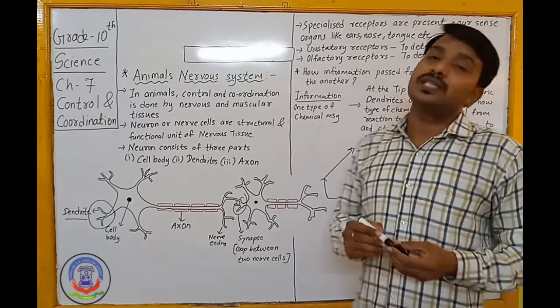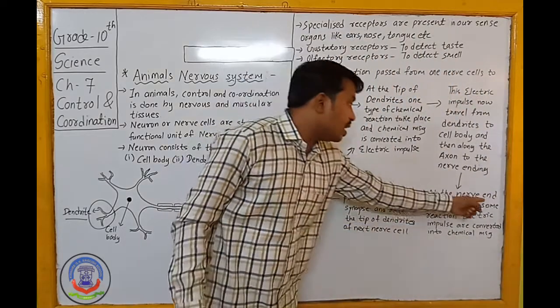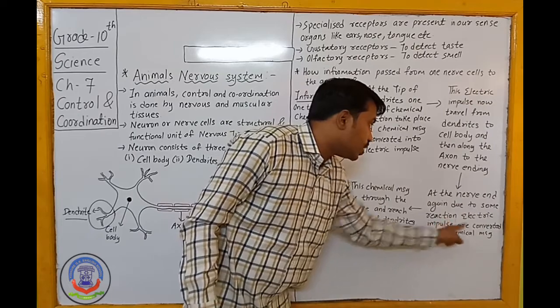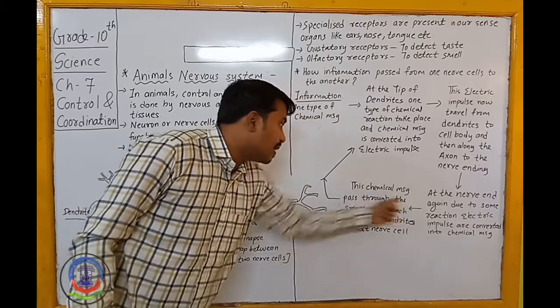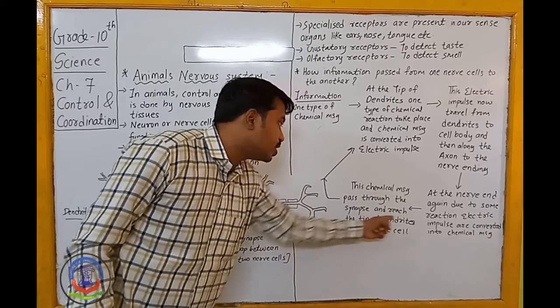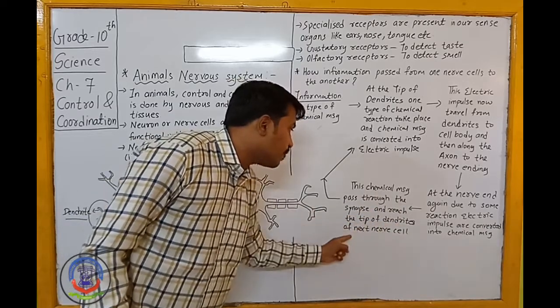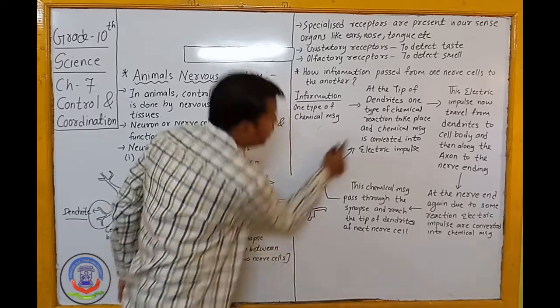और इस तरह से ये प्रोसेस चलता रहता है. You can see at the nerve end again due to some reaction electric impulses are converted into a chemical message. Now this chemical message passes to the synapse and reaches the tip of dendrites of the next nerve cells. वापस फिर ये शुरू हो जाता है.